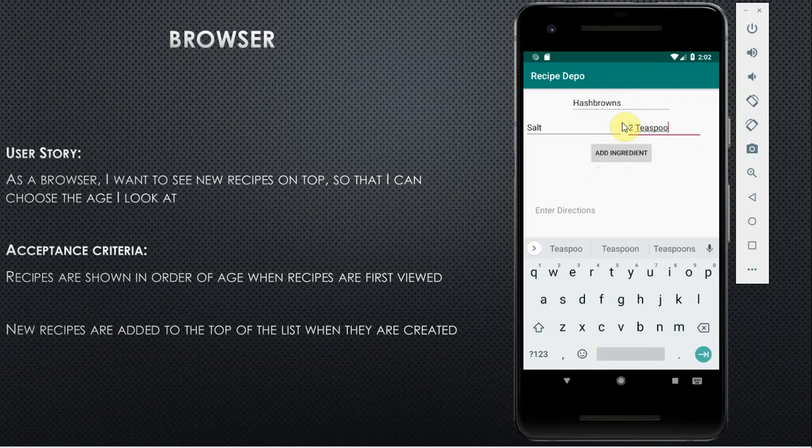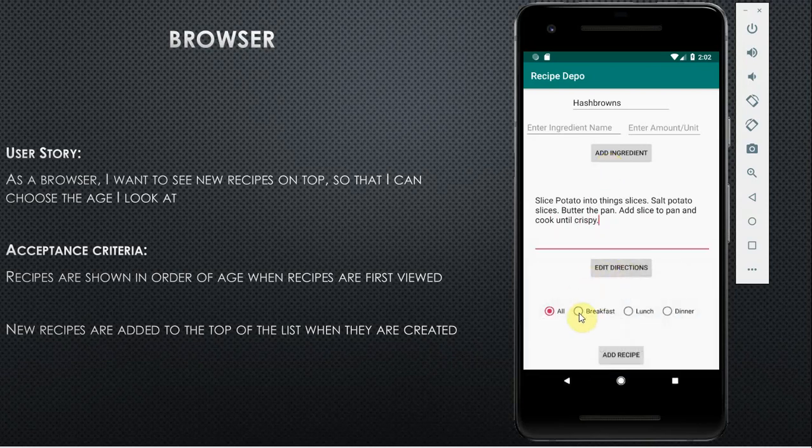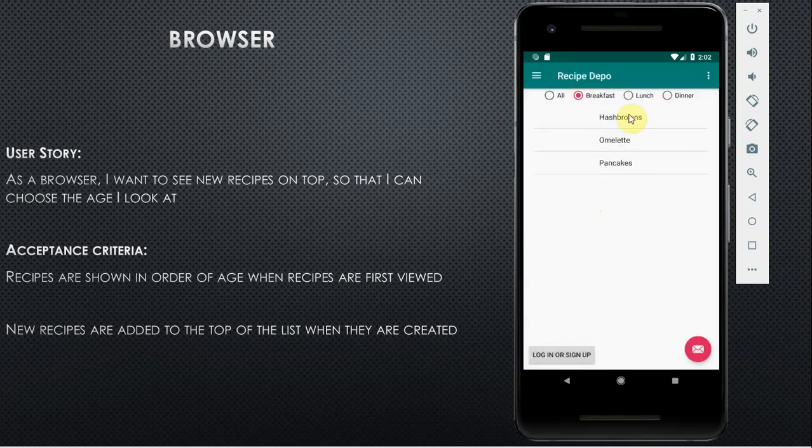Say 2 teaspoons. So add directions: slice potato into thin slices, salt potato slices, butter the pan. Add slices to pan and cook until crispy. Add our directions, and this is going to be breakfast. So add our recipe, and we go back to breakfast, and we see hash browns are on the top. They're the newest. Go back to all, and hash browns are on the top.